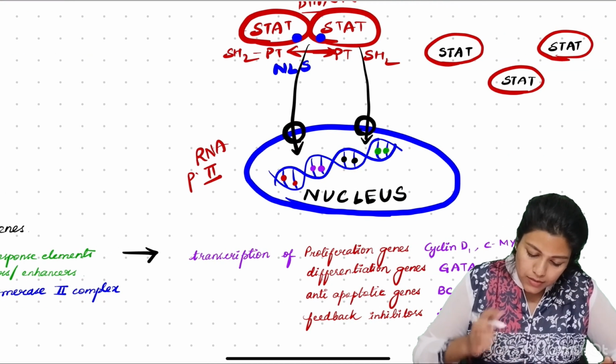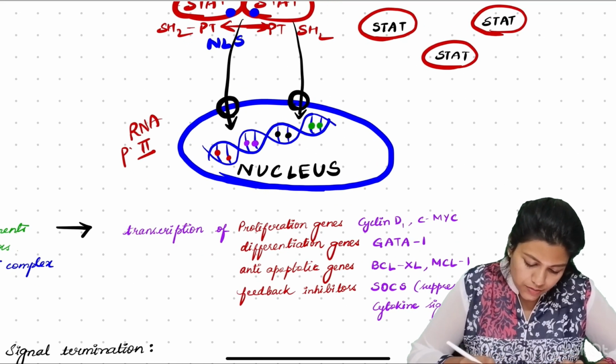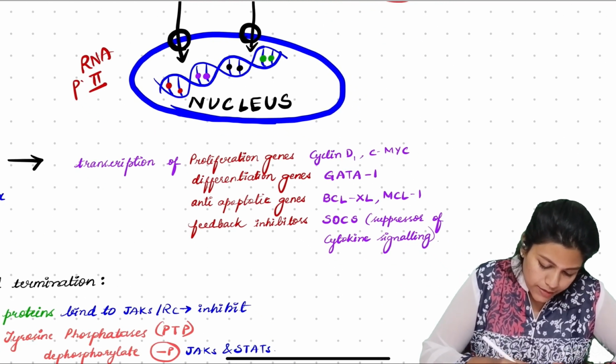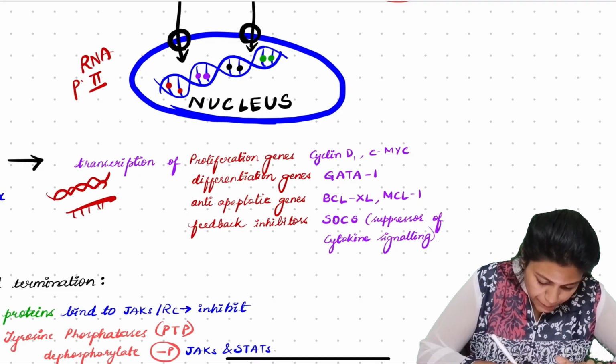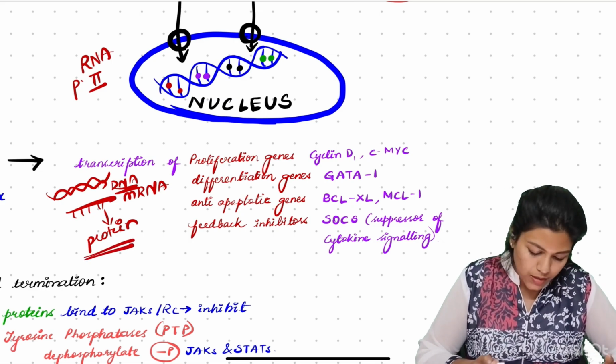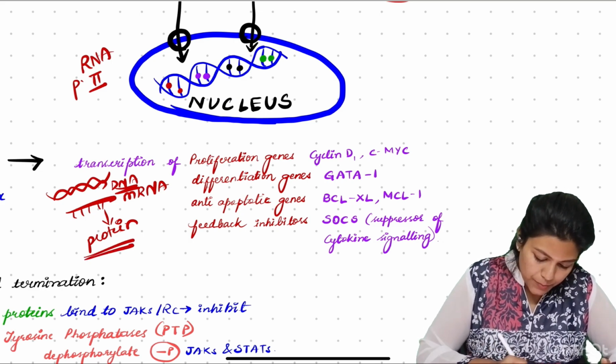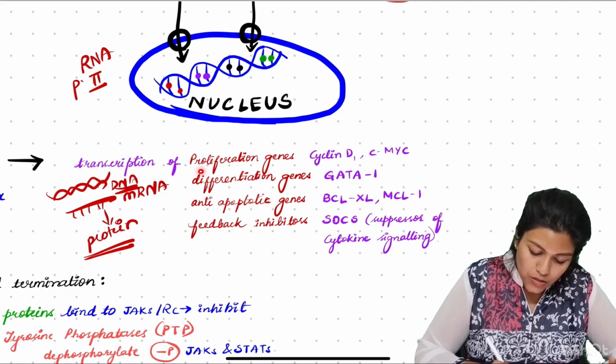And after that, they cause transcription of certain genes. Transcription means this DNA will be converted into mRNA. Finally, it will be translated into a desired protein, depending on the DNA. This is about the transcription of certain genes, like proliferation genes.